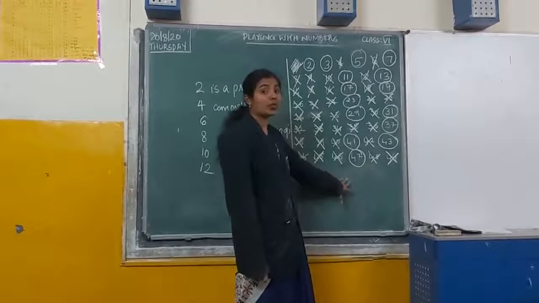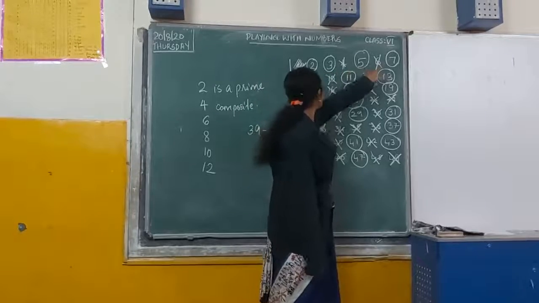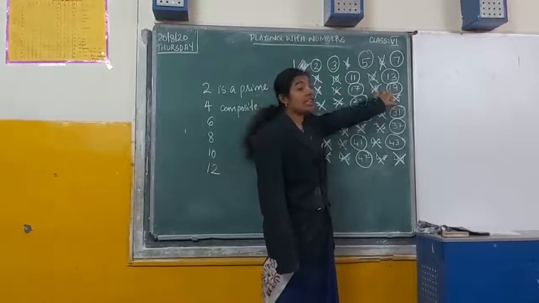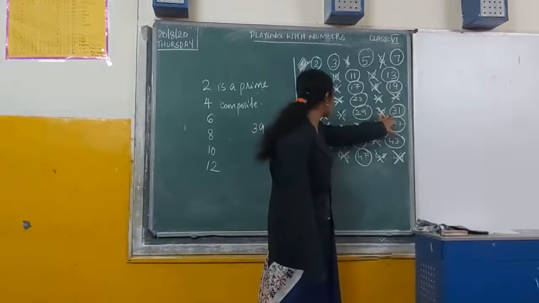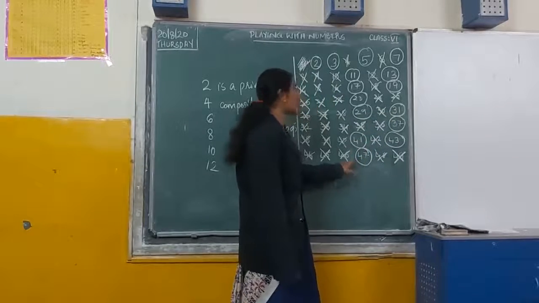So which are the prime numbers up to 50? Which are the prime numbers we will get? 2, 3, 5, 7, 11, 13, 17, 19, 23, 29, 31, 37, 41, 43, 47.